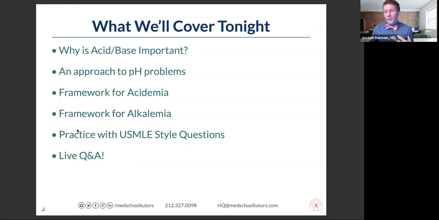We'll orchestrate a general framework and gestalt of how we should be approaching problems that include pH in them. That means we'll be approaching this from two major avenues, the acidosis side and the alkalosis side. And then, in order to better explain how we get respiratory alkalosis, respiratory acidosis, metabolic acidosis, and metabolic alkalosis, we'll go through some practice USMLE-style questions and give you some tips and tricks as to how to very easily answer these questions when you see them.